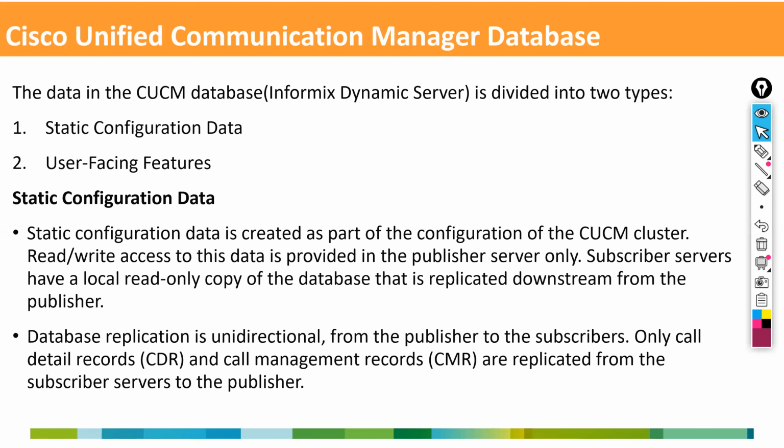Subscriber. Call processing, where does it happen? Subscriber. Call history, where is it stored? Subscriber. That call history we call CDR, call detail record. Only that information is going to replicate from subscriber to publisher. Got it? The subscriber will not replicate anything else, only CDR information, because the call history is stored locally on the subscriber.